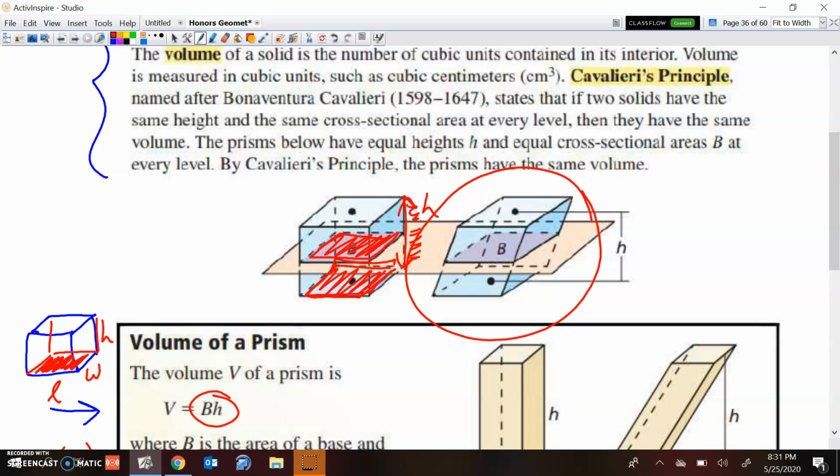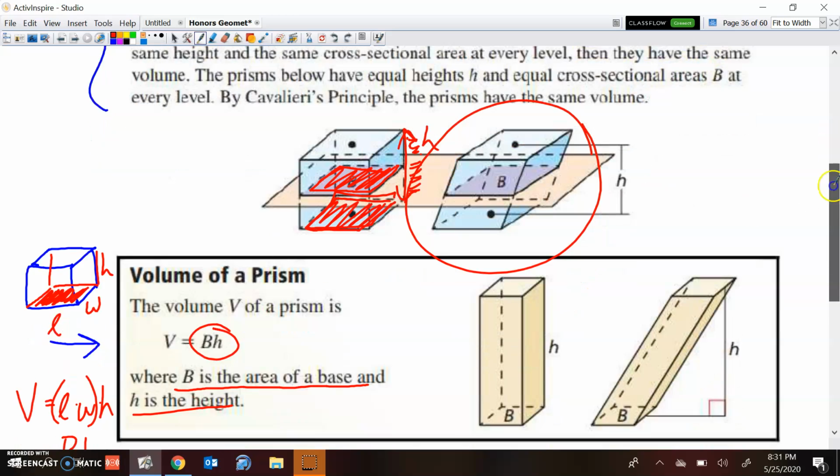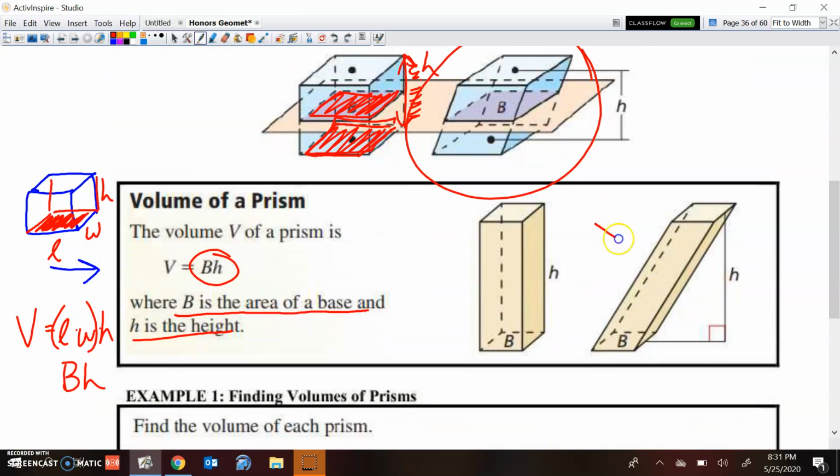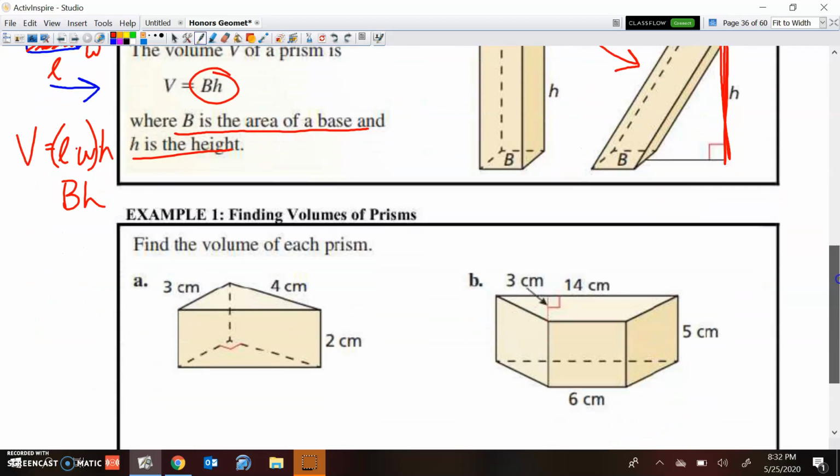So the cool thing is that when we find volume of a prism, even if we have a slanted one, as we see here, we still find the height of the actual prism, not that slant height. That's not what we look at. We look at the height of the actual prism, and that will somehow be given to you. Okay, so let's try a couple volumes.